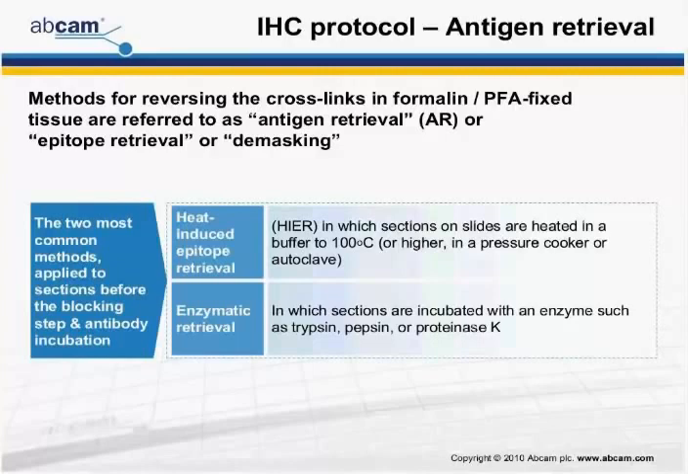The next type of retrieval is enzymatic retrieval. And in this case, the tissues are actually incubated with an enzyme such as trypsin, pepsin, or proteinase K. And this will also function to reverse cross-links and make the epitope more accessible.